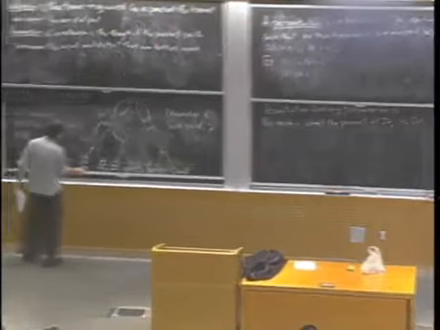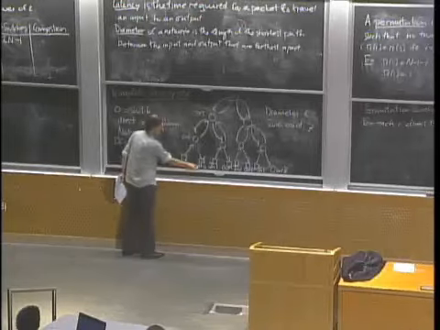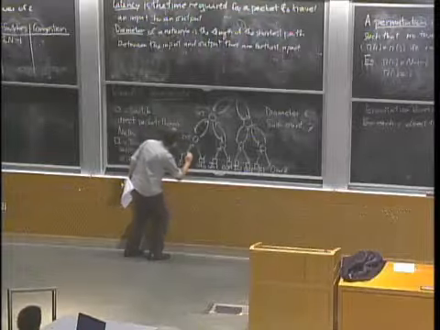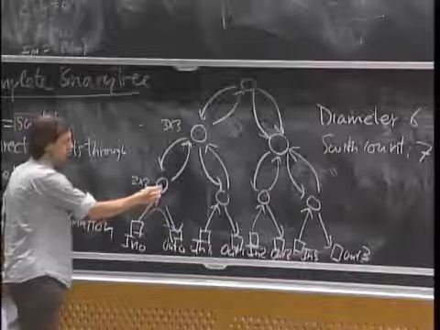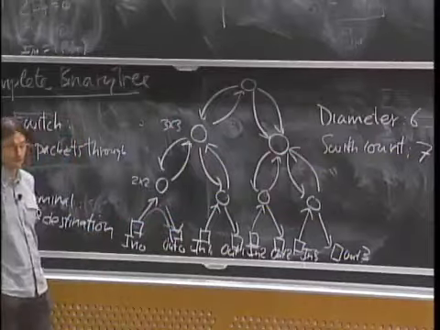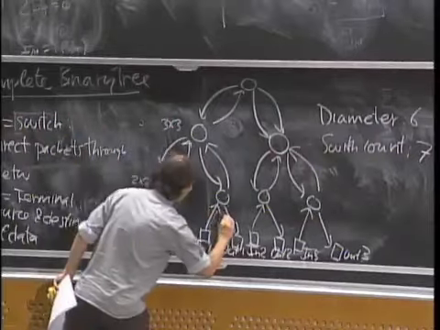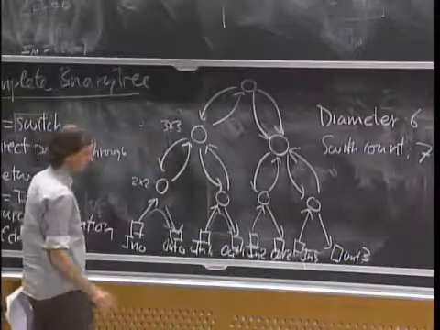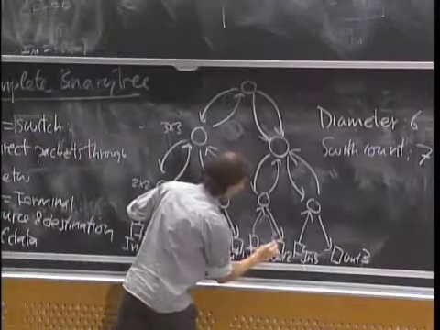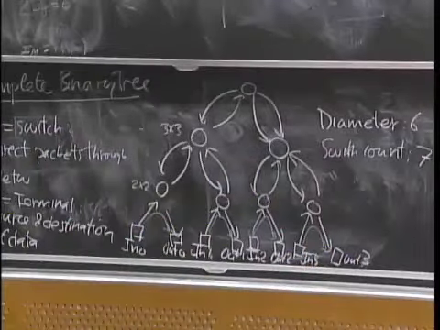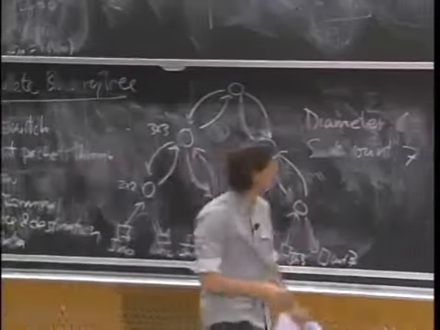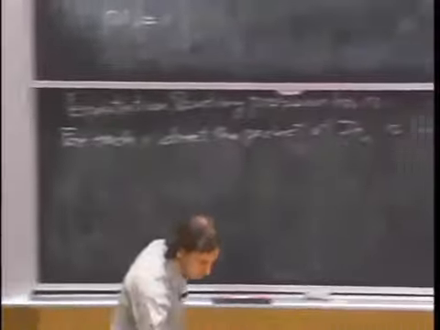I want to send a packet from input 0 to output 0. So I can simply go in this direction. I just go towards this switch, and it gets routed back to this one. I can go like this, and this one can go like this, and this one goes like that. Now, if you look at the other permutation, the picture looks very different.